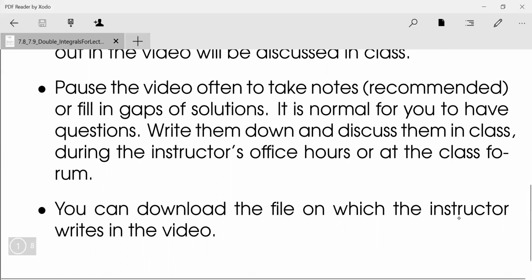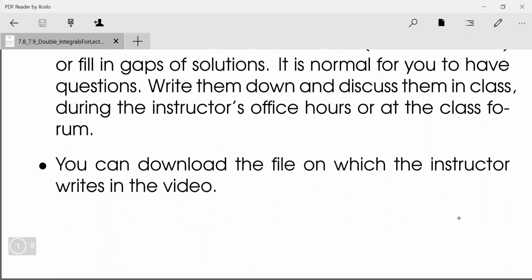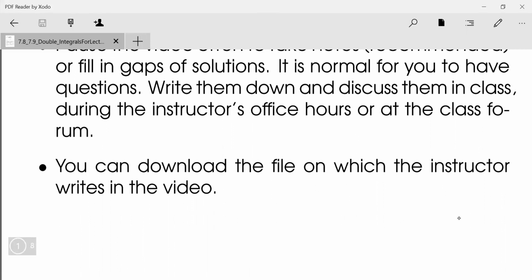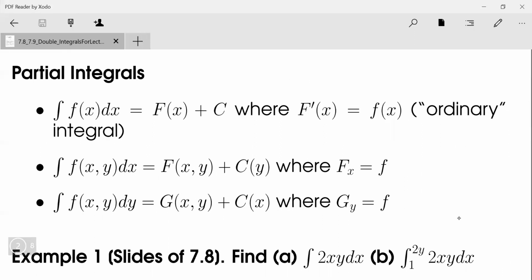Also, this note itself, which I'm going to write, can be downloaded. Go to our course website. You can download it so that your note taking will be easier. Okay, so let's go to the next slide.